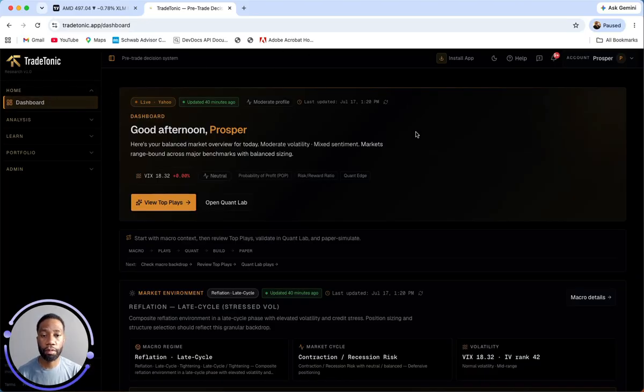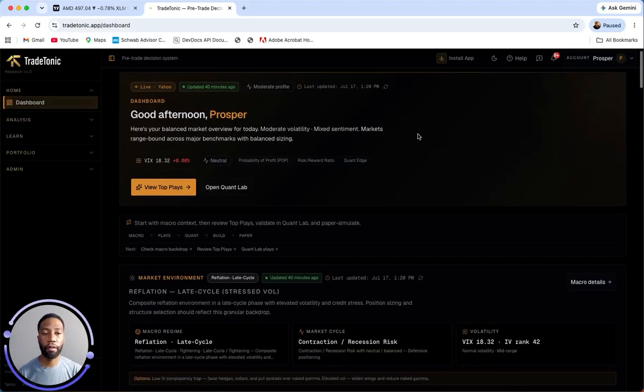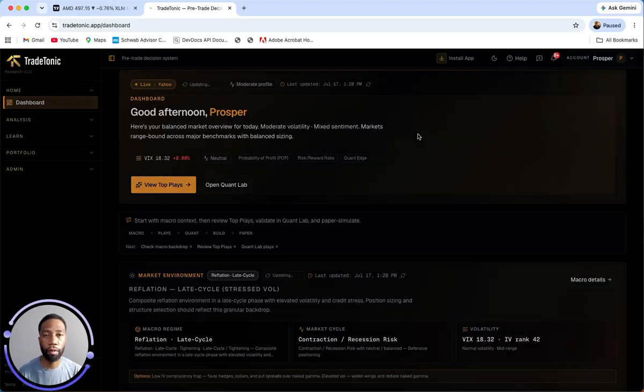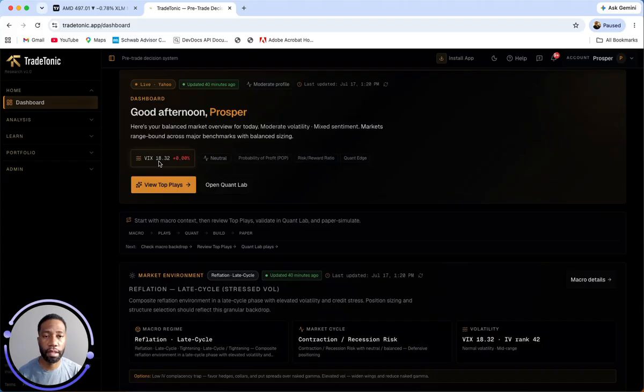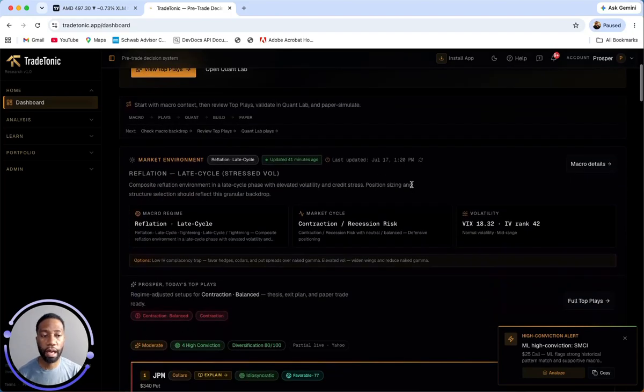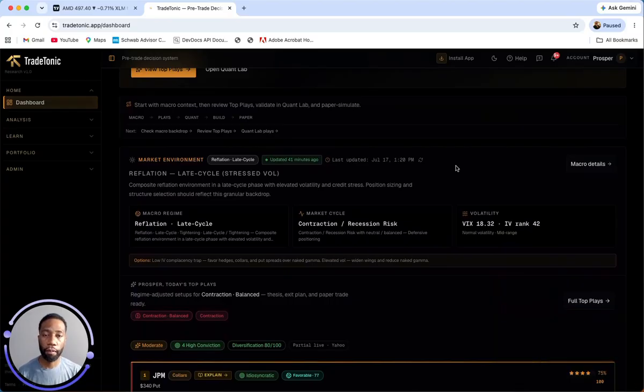We're here on the dashboard, and the dashboard just lays out a broad overview of the things that are happening in the market today, right? So we're dealing with options, so of course we want to pay attention to volatility. We see volatility is a little bit elevated. We're at 18.32 today. Let's go and take a look at what's happening in the macro environment, because like I said, we start with the macro and then we drill down from there.